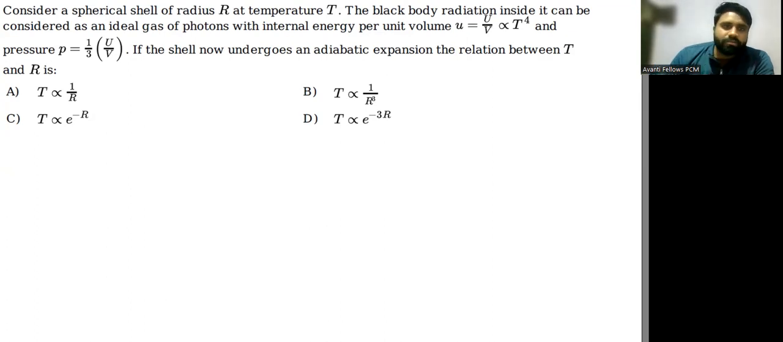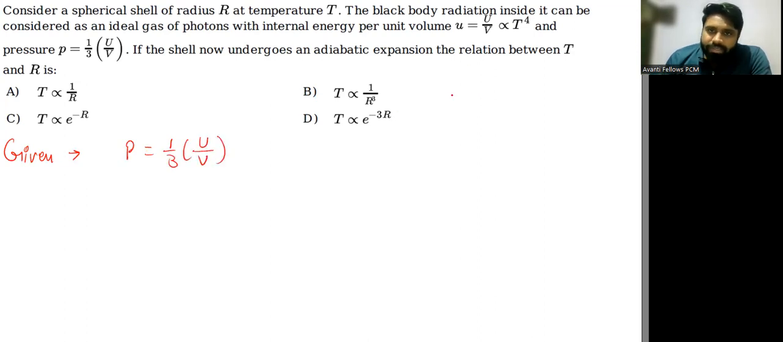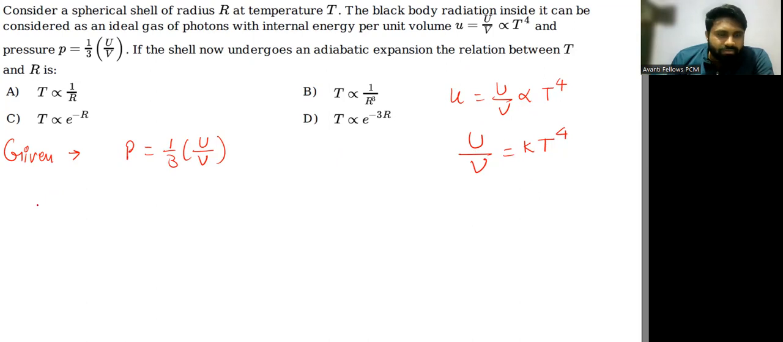So in the question, what is given to you is P is equal to 1/3 times U/V. If I consider the energy density, which is U/V, directly proportional to temperature raised to the power 4, we can remove the proportionality sign. So U/V will become some constant K T raised to the power 4. We will put this value in this equation. So pressure will become 1/3 times K T raised to the power 4. This is equation number 1.